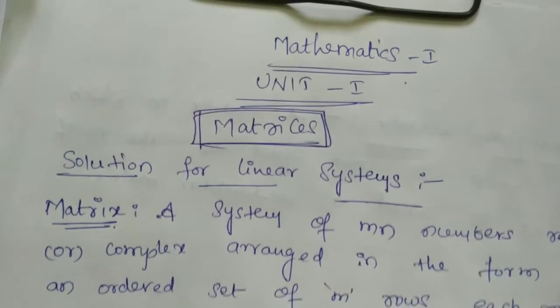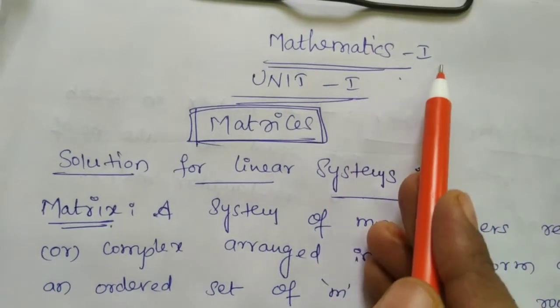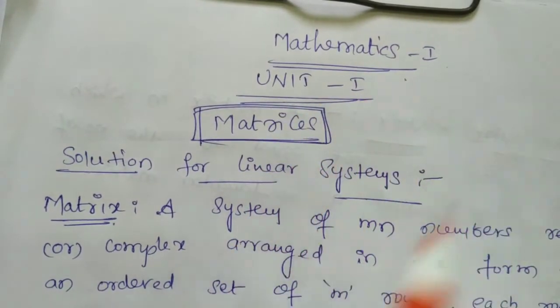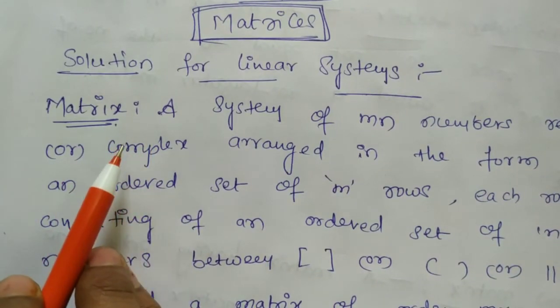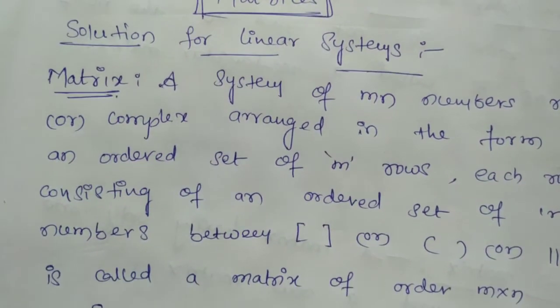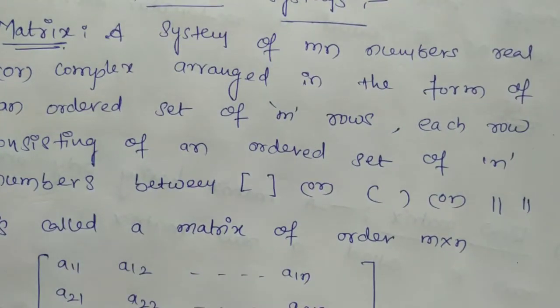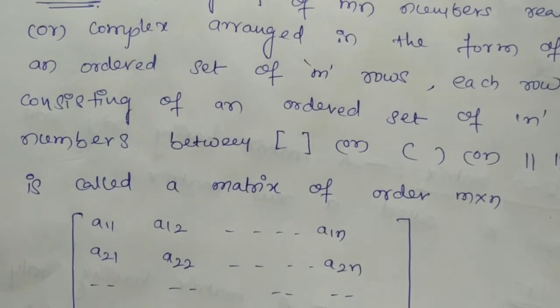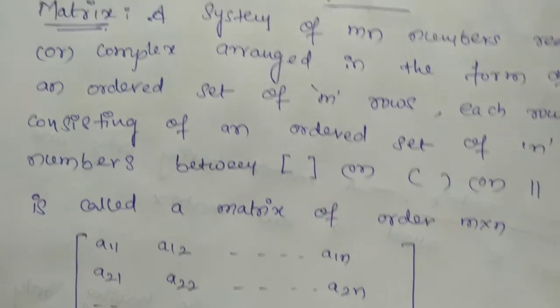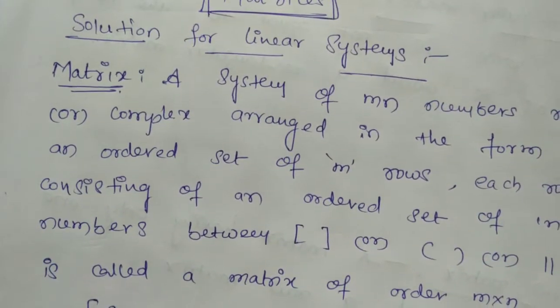Today I will be explaining Mathematics 1, Unit 1: Matrices. First, what is the definition of a matrix? A matrix is nothing but an arrangement of real or complex numbers in horizontal or vertical lines, that is, arrangements of real or complex numbers in rows and columns. So this is the definition of a matrix.